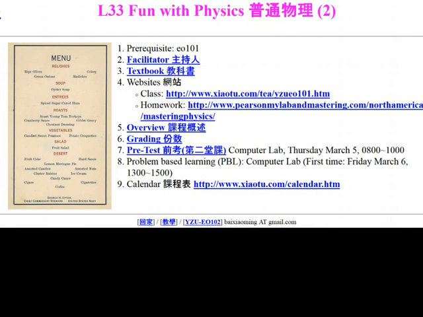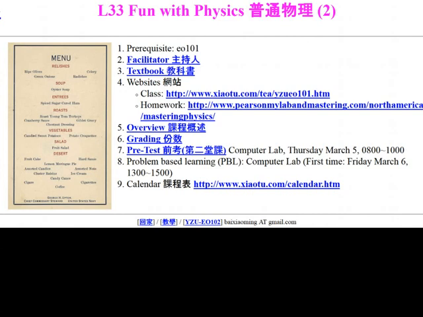Now, there will be a pre-test. Chen Kao will be in the computer lab this Thursday, March 5th, from 8 o'clock to 10 o'clock. If you do very well on this pre-test, it can be used as your final mark. The first class in problem-based learning will also be in the computer lab, on Friday, March 6th, from 13:00 to 15:00.